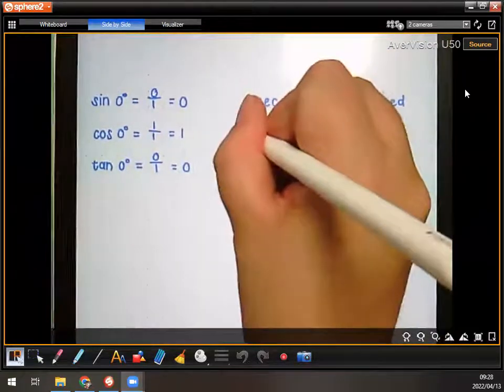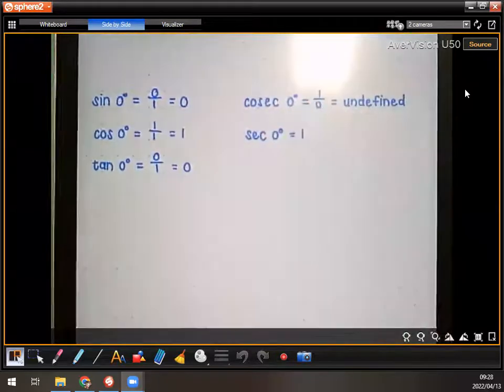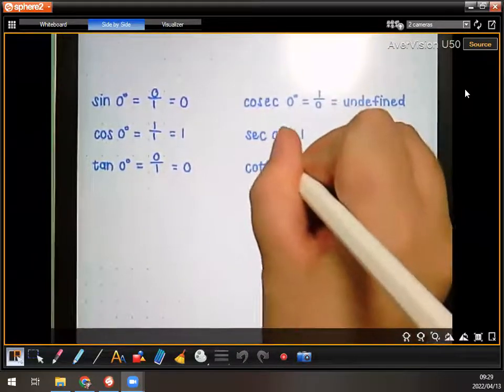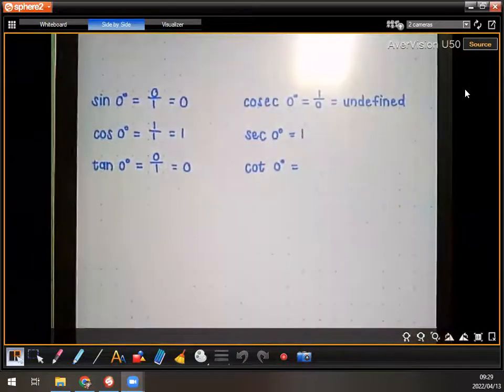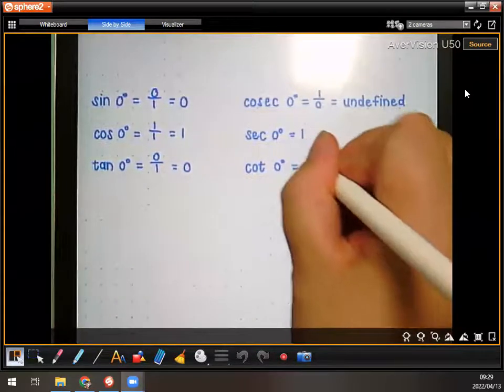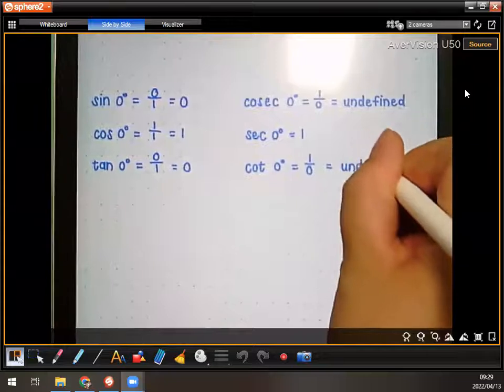What about sec of 0? That's just going to be 1 still, right? Because if you swap 1/1 around, you're still getting 1/1. But then cot of 0 degrees has the same thing that happens there because tan was 0/1. So cot is also going to be 1/0. So that is also going to be undefined.